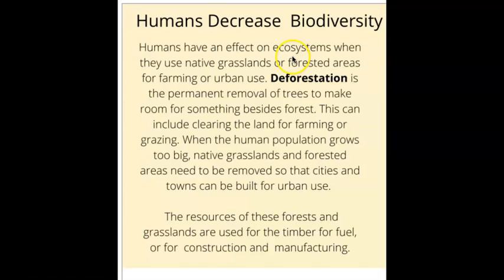Humans have an effect on ecosystems when they use native grasslands or forested areas for farming or urban use. Deforestation is the permanent removal of trees to make room for something besides forest. This can include clearing the land for farming or grazing. When the human population grows too big, native grasslands and forested areas need to be removed so that cities and towns can be built for urban use. The resources of these forests and grasslands are used for the timber for fuel or for construction and manufacturing.